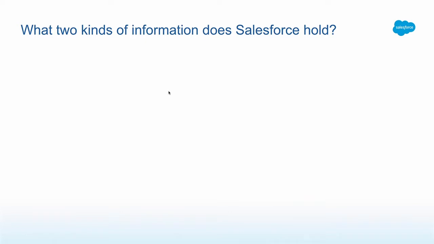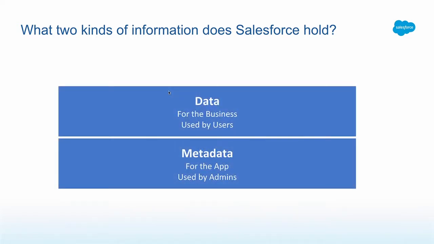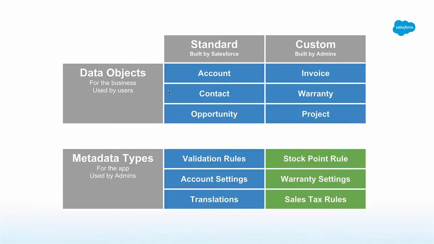Pop quiz at 8:05. What two kinds of information does Salesforce hold? Anyone? Front row, awesome. Data and metadata. So we're really here as ISVs to talk about metadata. This is the information that drives our apps, that configures the behavior of our apps. And until you're all familiar with standard and custom data, that's table stakes.